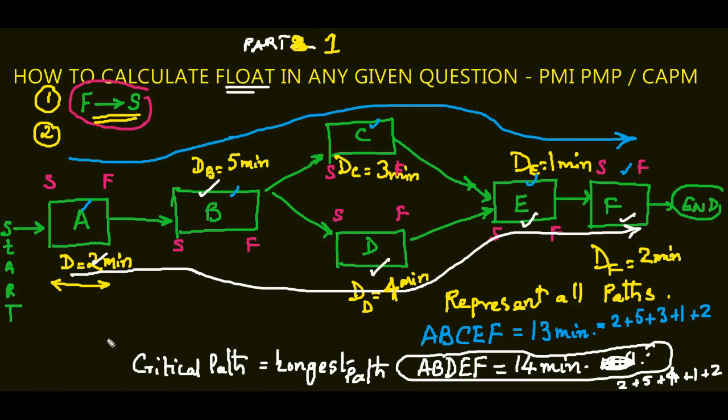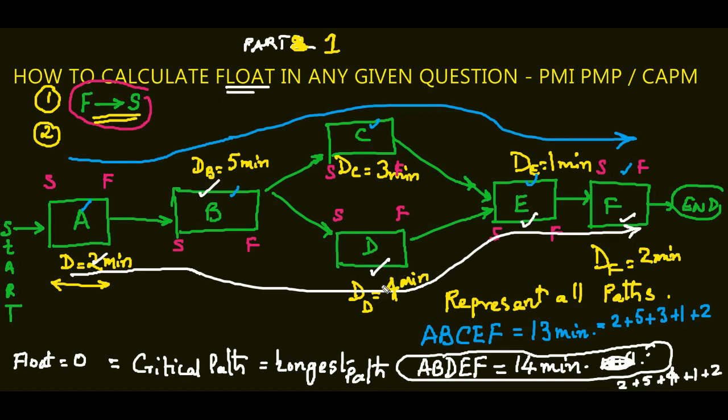Let me just give you one more concept here. So the critical path is 14 here. This is perfect. There is one more concept here called float. Float is 0. Float is 0 means what? Because this is the longest path.